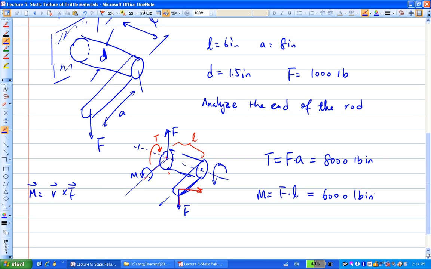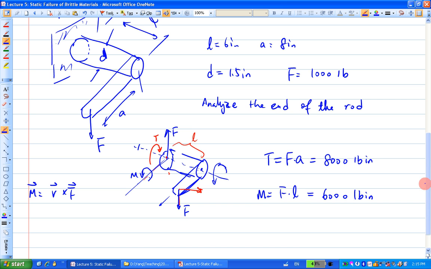Once you get this ready, then what we're going to do is, remember where you're analyzing. You're analyzing the location at the wall here, right? So what we do is we cut a cross section right in front of the wall, as close as possible. So cut a cross section through the rod as close as possible to the wall, right?